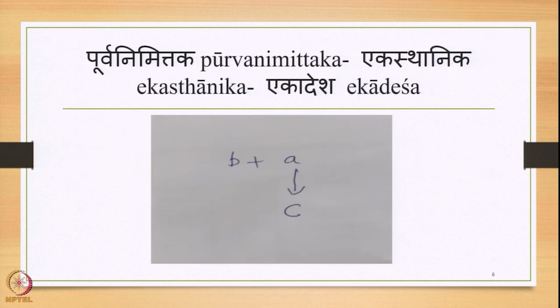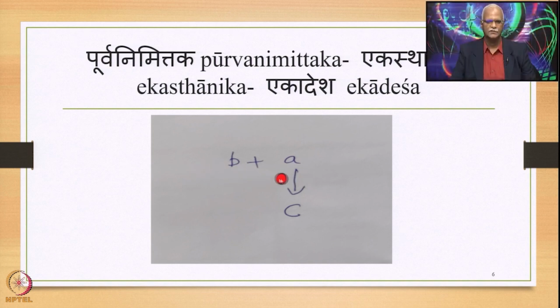Purvanimittaka Ekasthanika Ekadesha is represented in the form of a diagram in this way. So there is B followed by A, both of them are in the Samhita mode, and so B is the nimitta, which is Purva, and then A gets substituted by C. So B is Purva nimitta, A is Ekasthani and C is Eka Adesha. So C is Purva Nimittaka Ekasthanika Ekadesha. So B plus A is the input and B plus C is the output.